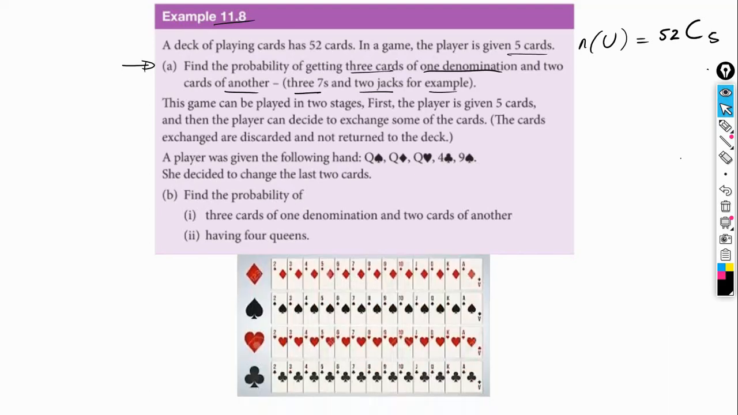So let's take a look at a deck of cards. You have 4 different suits. You have diamonds, spades, hearts, and clovers. And how many denominations are there? Notice that if we count them, 1, 2, 3, 4, 5, 6, 7, 8, 9, 10, 11, 12, and 13. So there are 13 denominations.